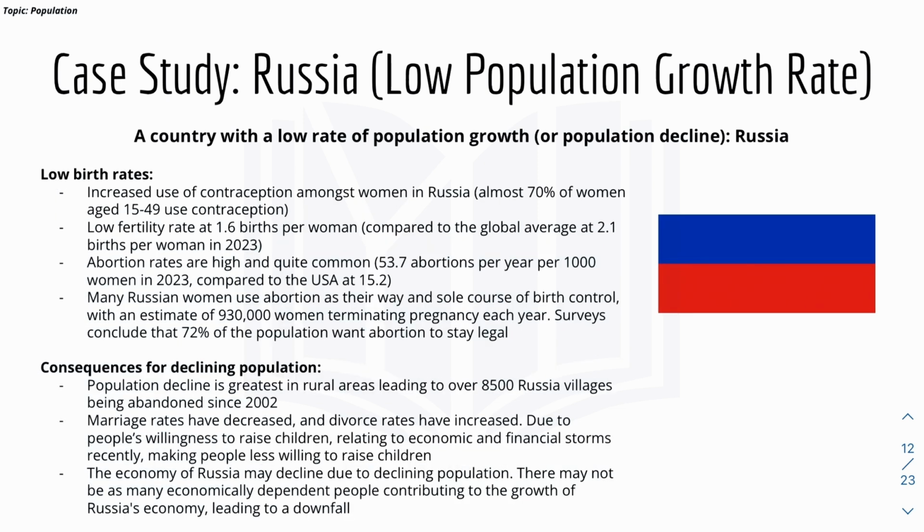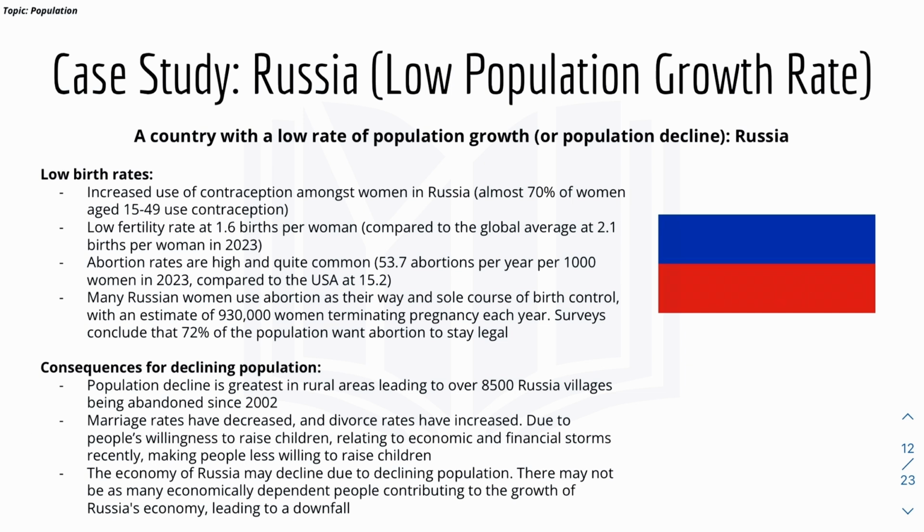And here are some reasons for low birth rates. There's an increased use of contraception amongst women in Russia, so this leads to a low fertility rate as well. And this also leads to the abortion rate being high, and it's quite common in Russia. Many Russian women use abortion as a way of birth control. And to add on to these, it's probably because people would like to focus more on their work than raising a family, as mentioned in previous slides.